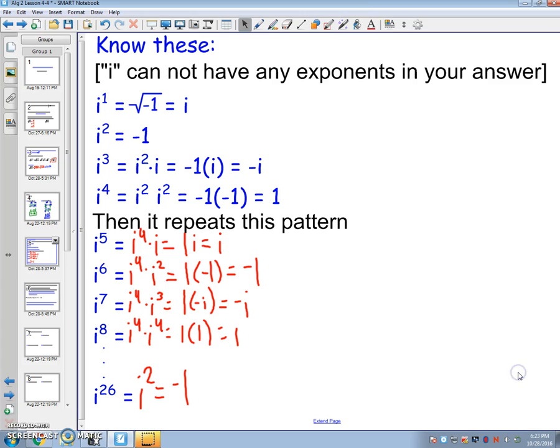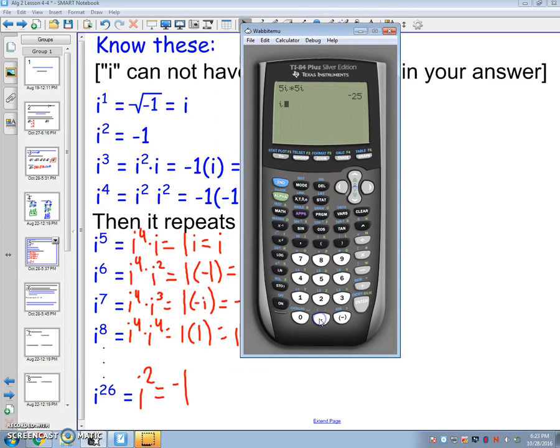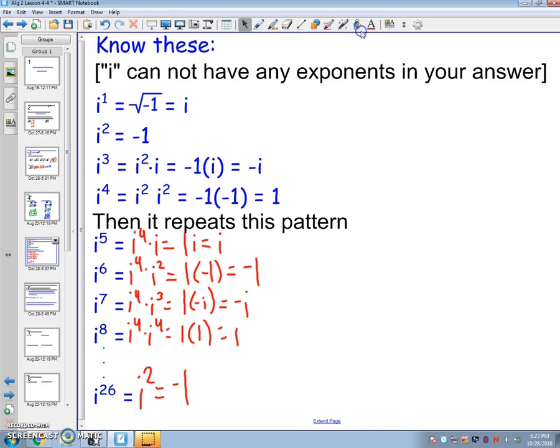So I could check using the calculator. Remember, i is second decimal. i to the 26th power is, that's not going to show. That is actually -1. The calculator has an error on there.